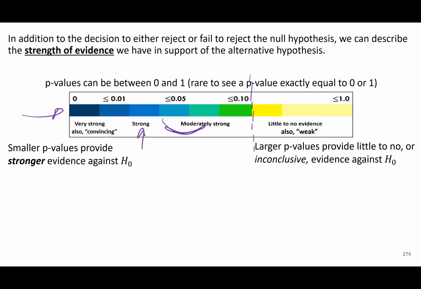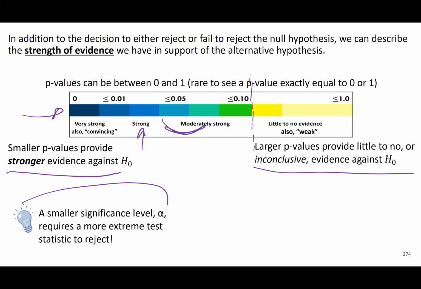So things to note here, the smaller p-values are stronger evidence. Larger p-values, they don't really give us much evidence at all. Imagine it's like being a prosecutor and you just don't have evidence against the defendant. It doesn't prove that the null is true, but you were not able to show that the alternative was true.